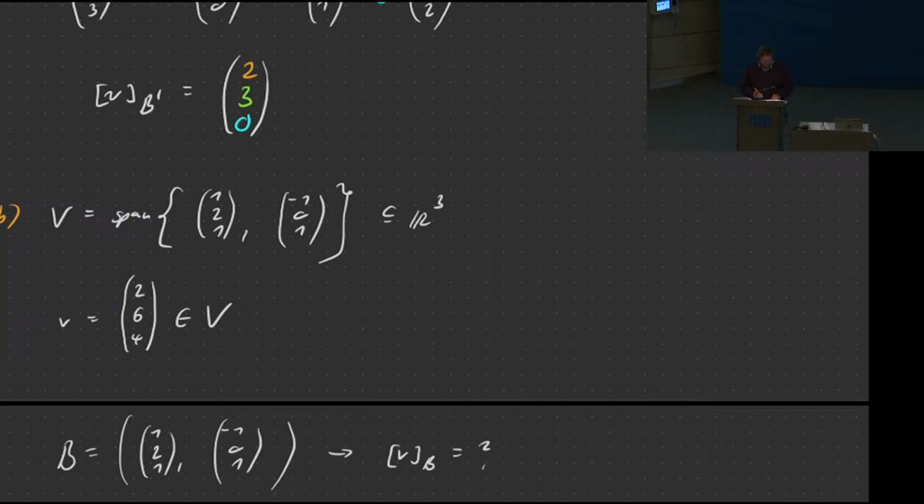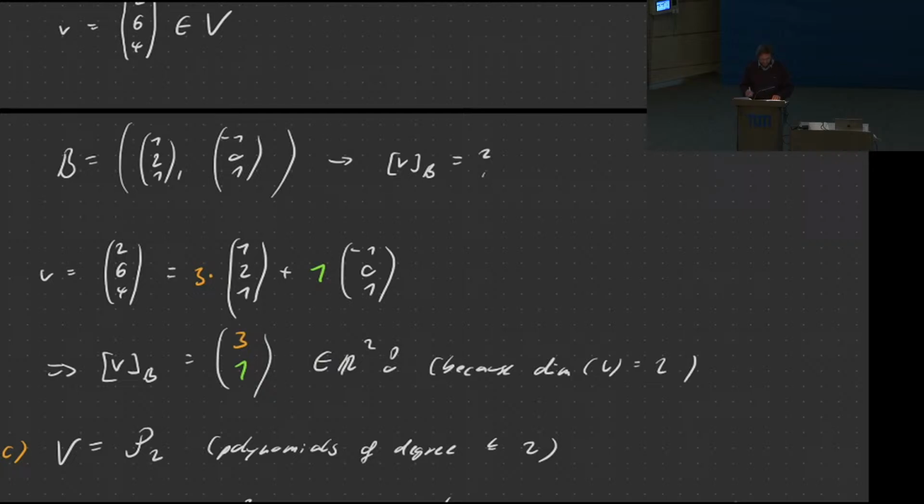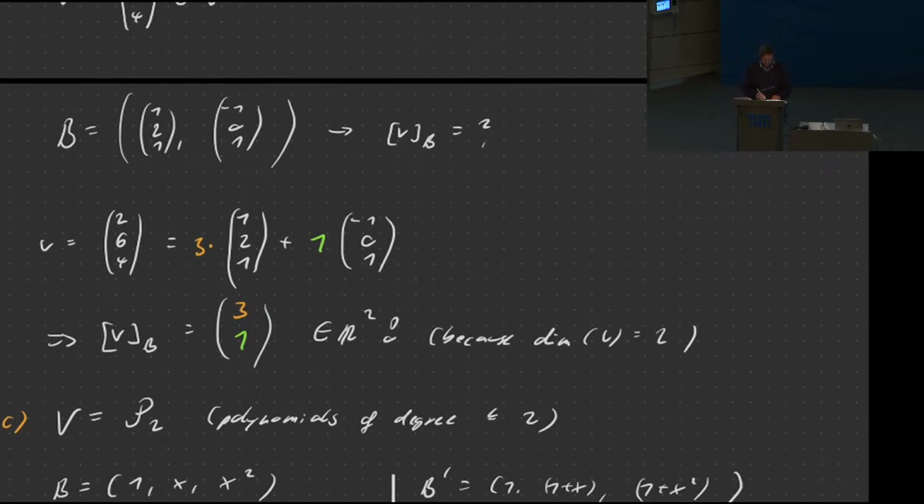And that means, of course, we can define coordinates of v with respect to this coordinate system here, because we can represent v as a linear combination of those 2 vectors. Right? So that is what we're going to do. Again, we need to find those coefficients by solving a system of linear equations. Turns out those are 3 and 1. So the coordinates of v with respect to this coordinate system b are 3 and 1.